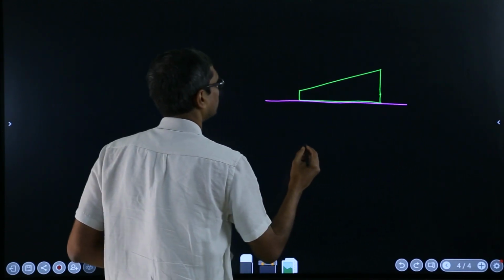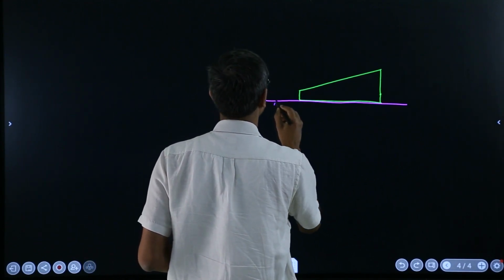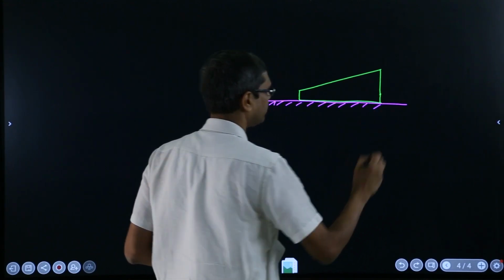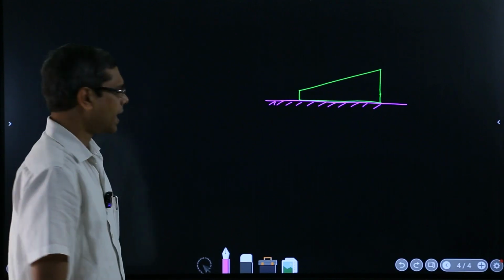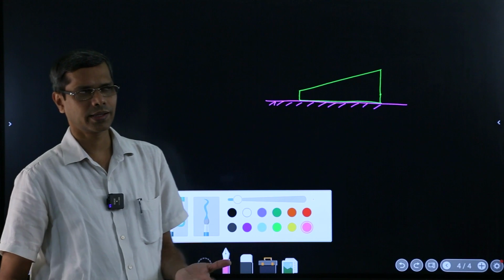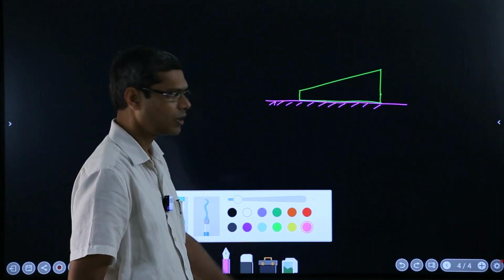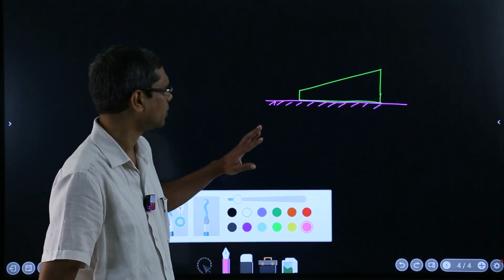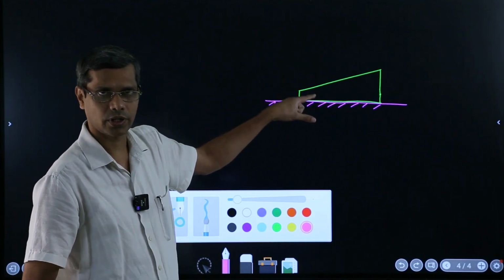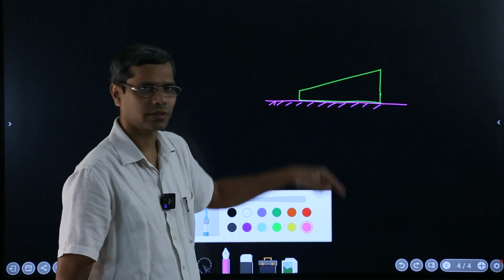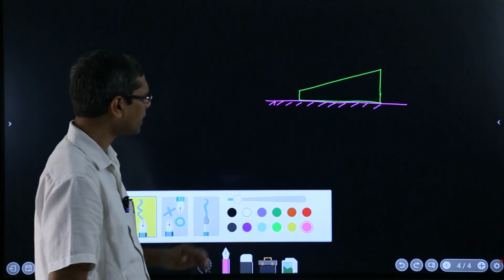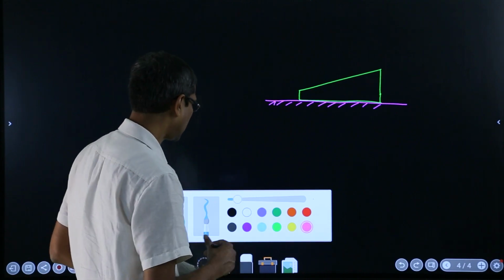These are straight lines, so please assume that they are straight lines and there is no gap between them. And this is the wedge, which we will consider to be massless to make things simple, because with respect to the mass which we are trying to lift using this wedge, this mass is negligible.